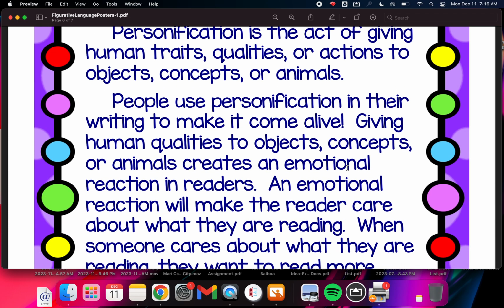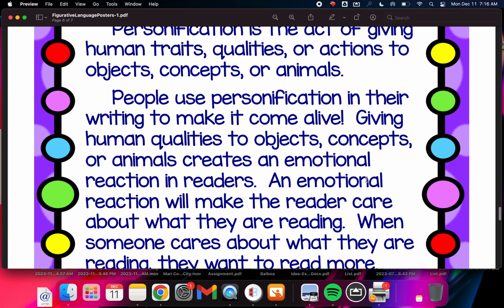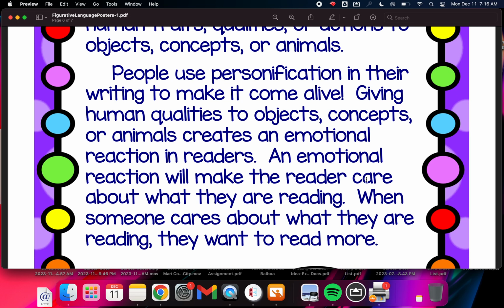People use personification in their writing to make it come alive, literally. Giving human qualities to objects, concepts, or animals creates an emotional reaction in readers. An emotional reaction will make the reader care about what they are reading.